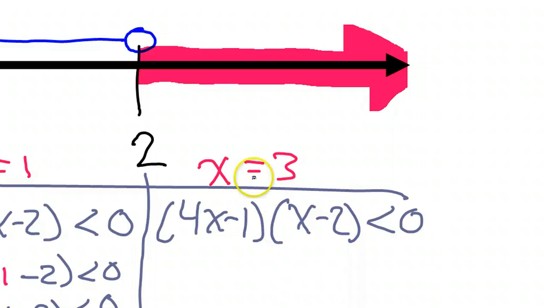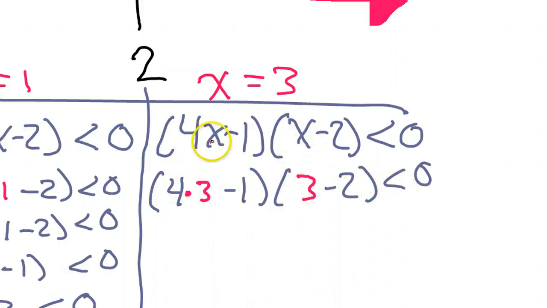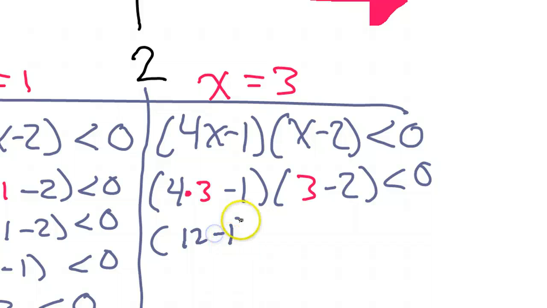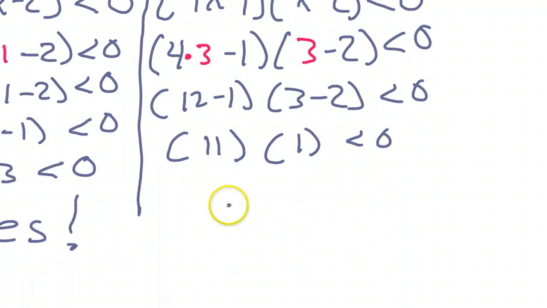Okay, let's do that one more time with x equals 3. So I'm substituting x equals 3, so that makes this 4 times 3 and 3 minus 2. I'm just putting 3 for my x's. That makes this 12 minus 1, 3 minus 2. 12 minus 1 is going to be 11. 3 minus 2 is 1. 11 times 1 is 11.